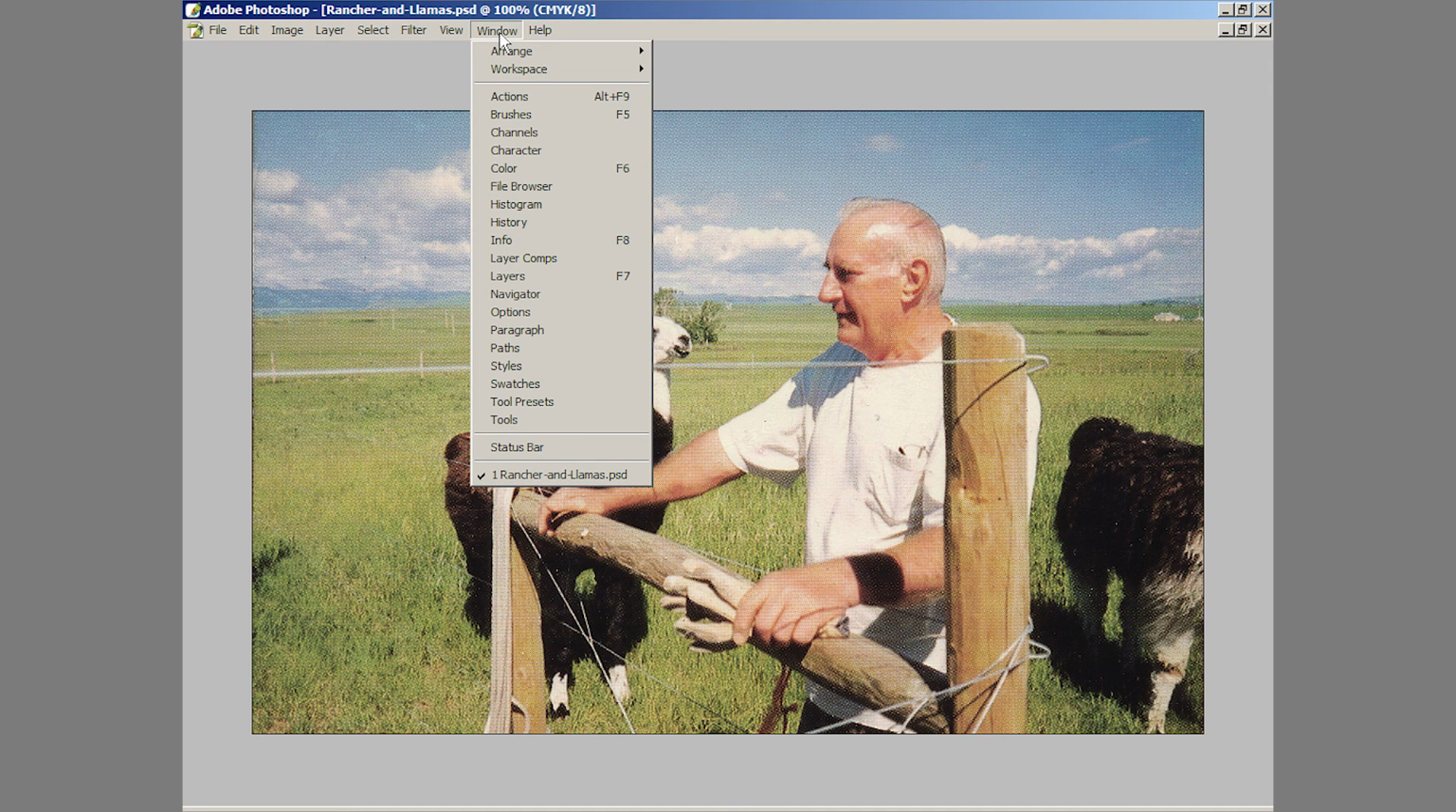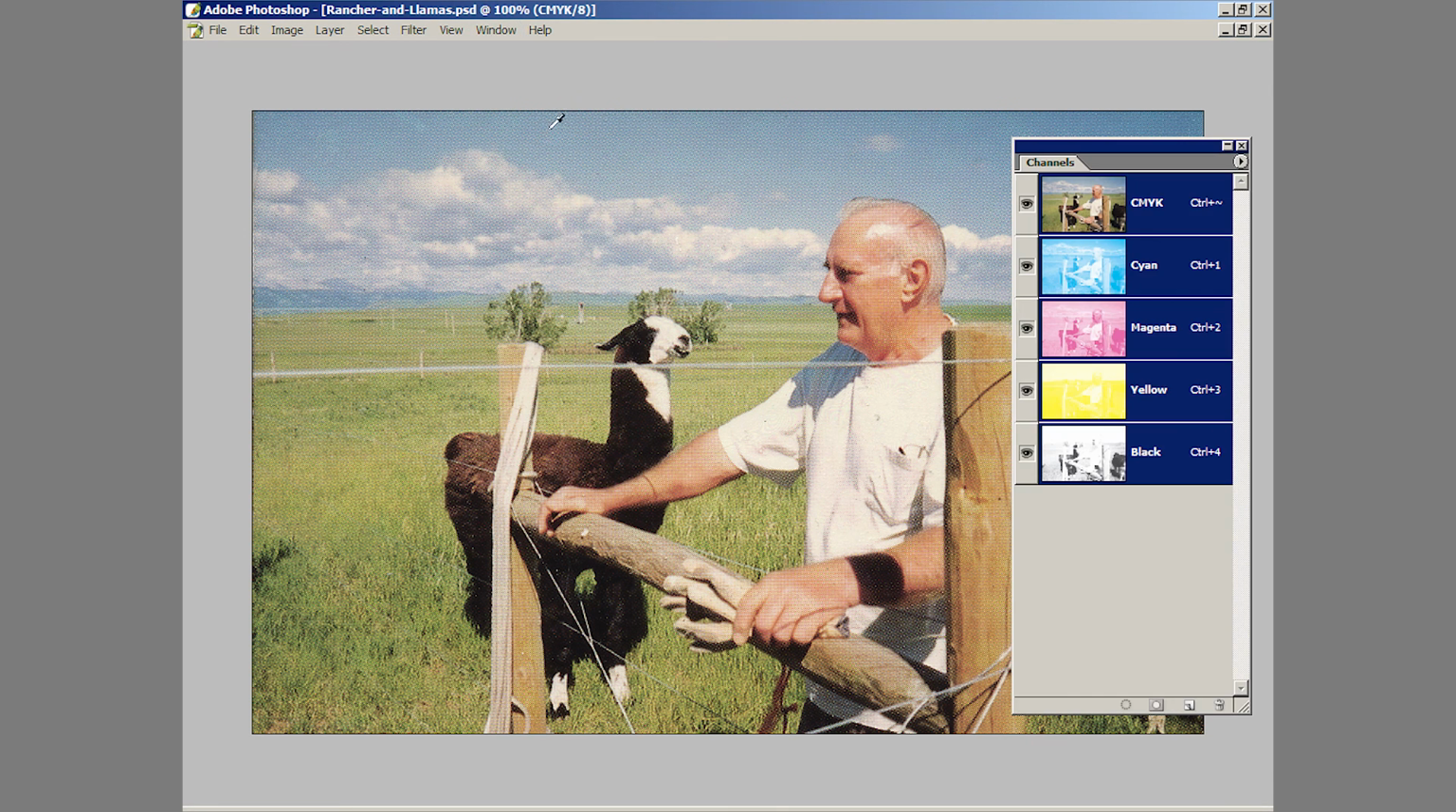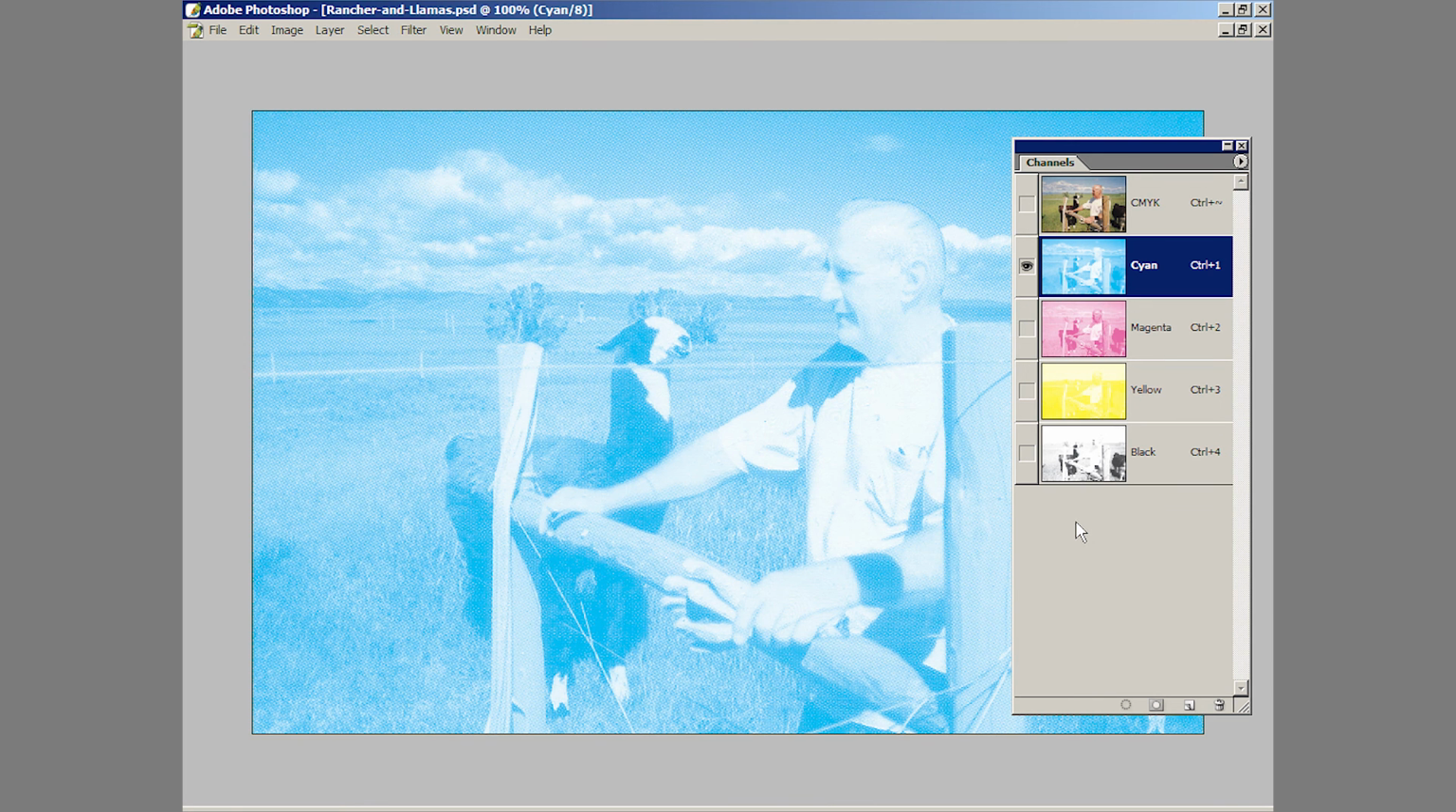From the Window menu, I'll open Photoshop's Channels palette. The Channels palette reveals how much ink color this image contains for cyan, magenta, yellow, and black. Blue sky is primarily made from cyan ink. We can confirm this by examining the cyan color channel.